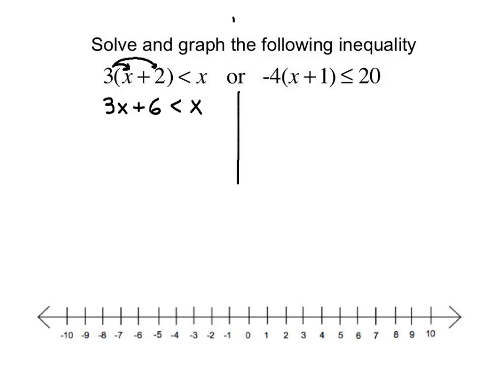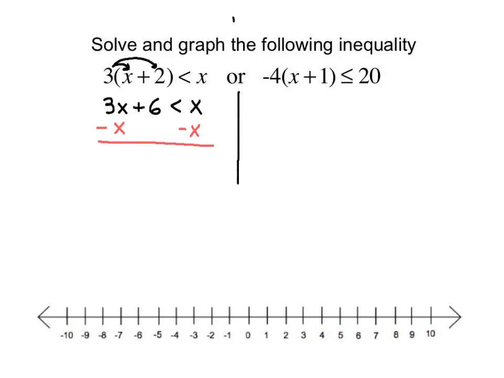Now I notice that I have two x terms. I have this 3x term, and I have this x term over here. We need to somehow bring the x's over to the same side. It really doesn't matter how we do it. I think it might be easier, though, if we subtract this right-hand x from both sides.